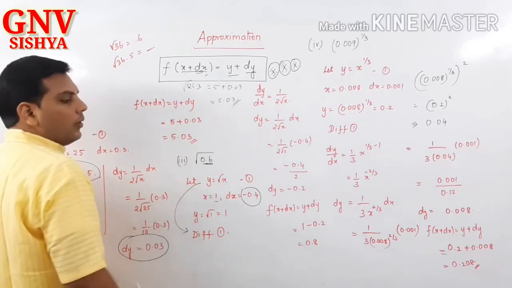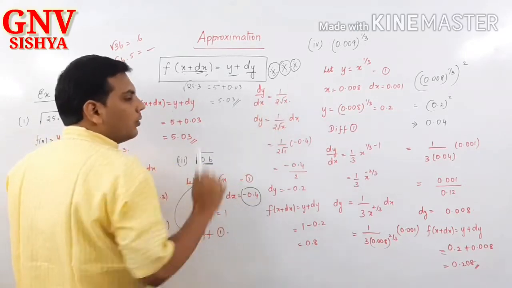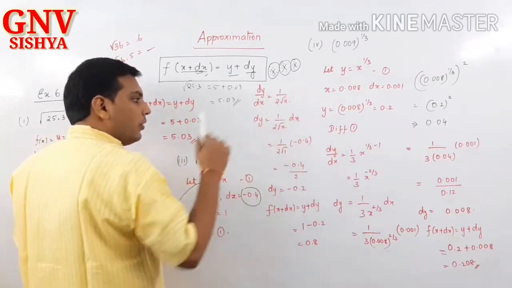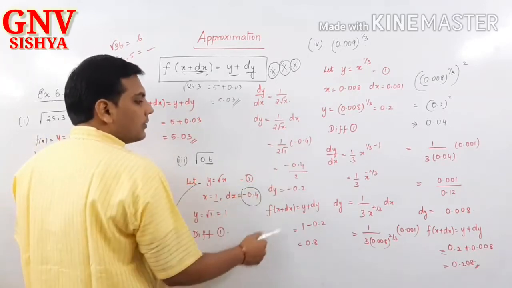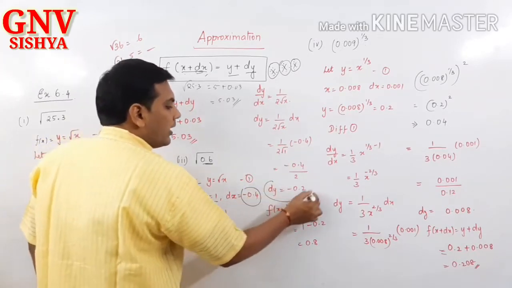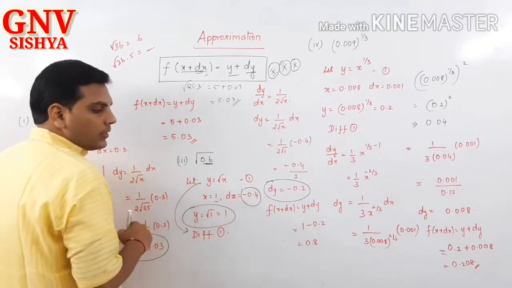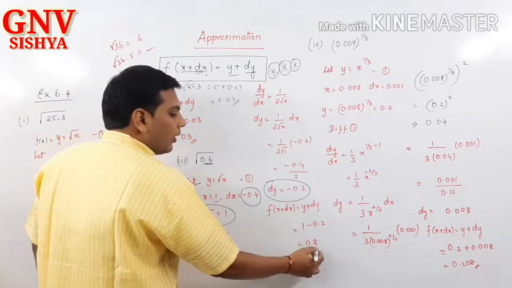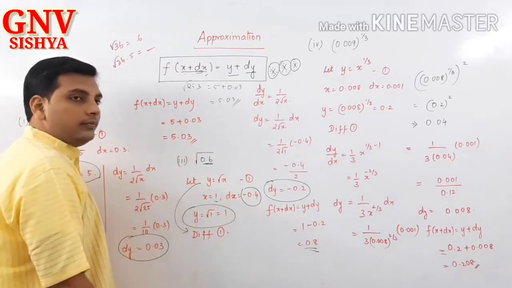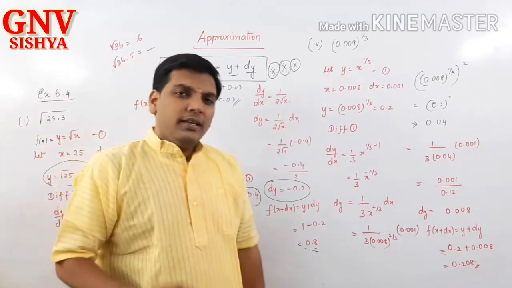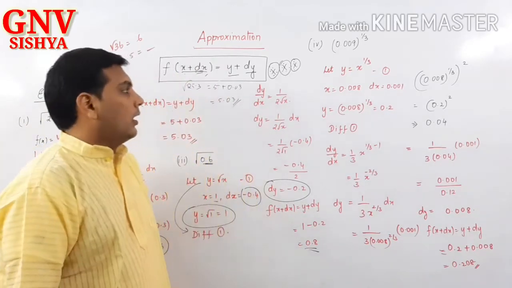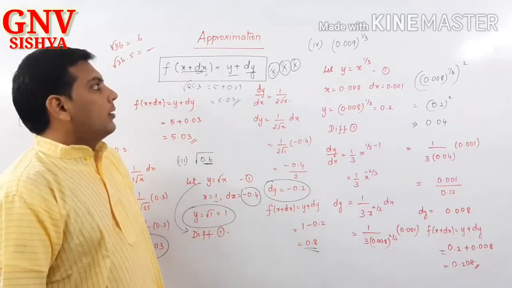Now differentiating equation 1, what will happen? 1 by 2 root x, so 1 by 2 root x into dx. Substituting x and dx, I will get minus 0.2. So y I have got, dy also I have got. So dy and y are present, correct? Just add these two, I will get my approximate value. Can you understand? Are you clear? Super. Now let me go for question number 4.